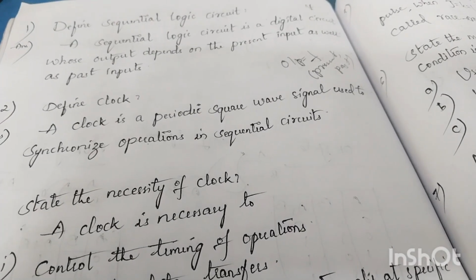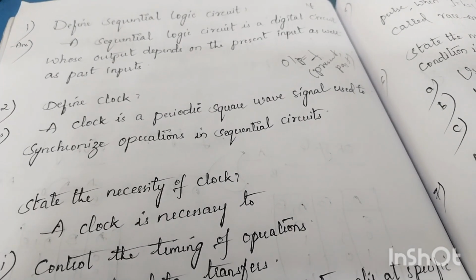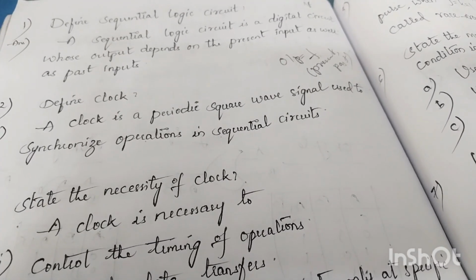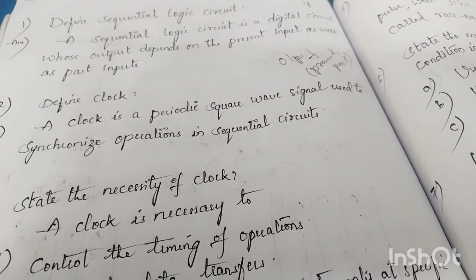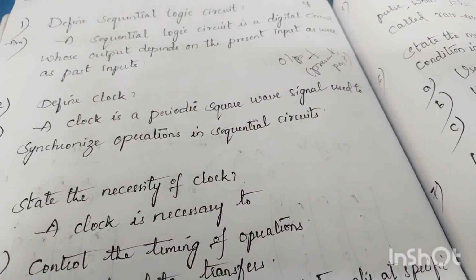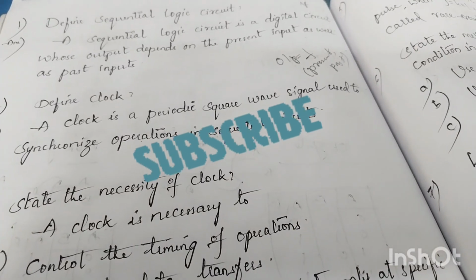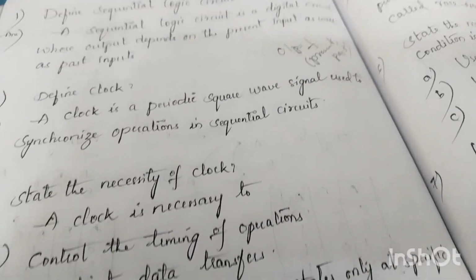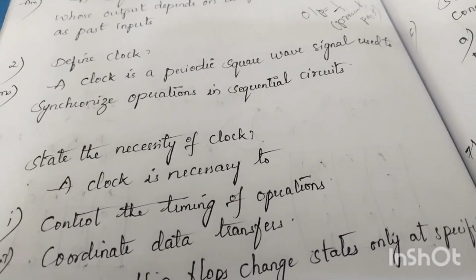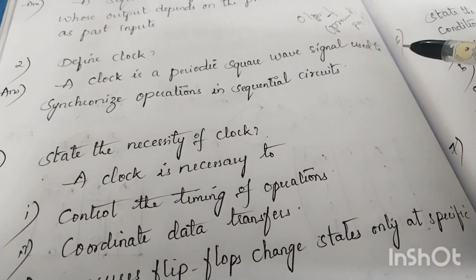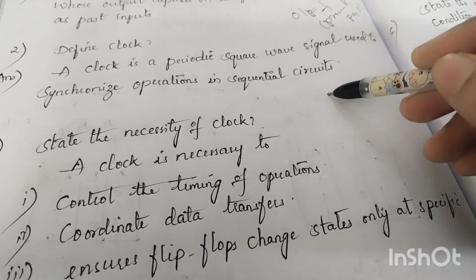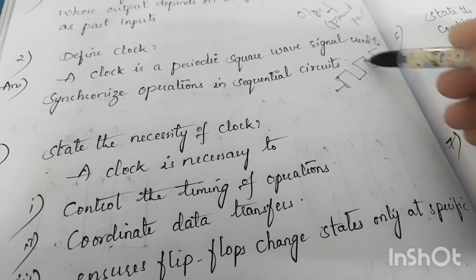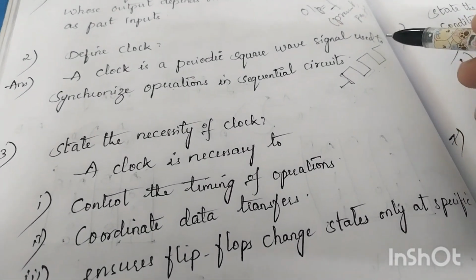Let's go for the second question, define clock. I don't want to waste much of your time; I want to make the answers very precise in nature. A clock is a periodic square wave signal which is used to synchronize operations in sequential circuits. So it is a periodic signal. You can also write that it's a rectangular pulse train. This is nothing but our clock signal. It is a periodic square wave signal used to synchronize the operations in sequential circuits.